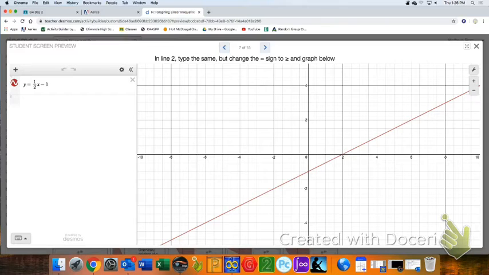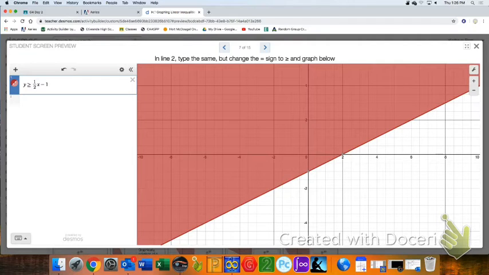Slide 7. Type in the same, but change the equal sign to a greater than or equal to. Did the line change from dotted to dashed? The line itself stayed solid. What happened to the shading? Is it above or below? Above. So let's think back to the previous ones. Above comes from greater than or equal to. Below comes from less than or equal to.